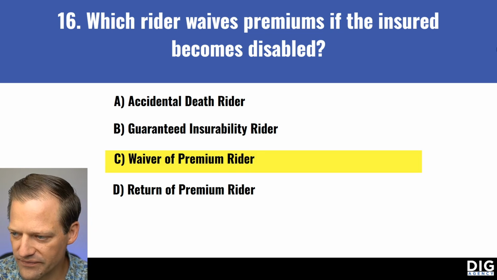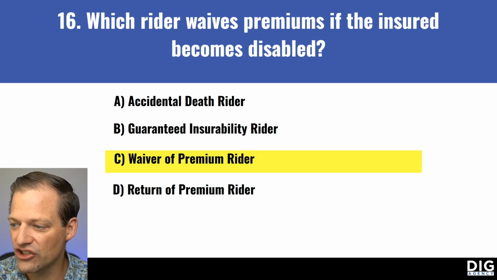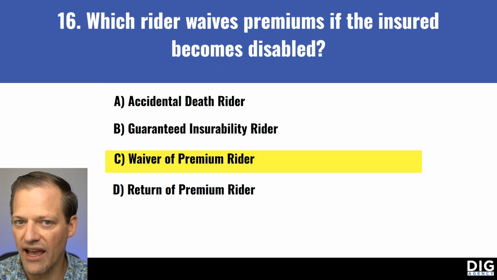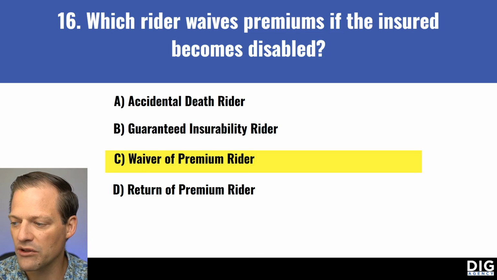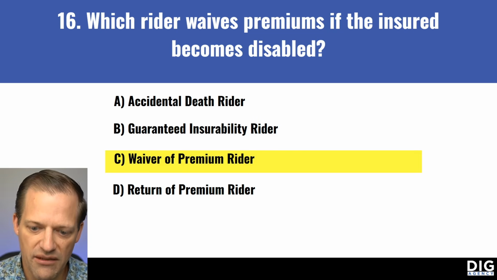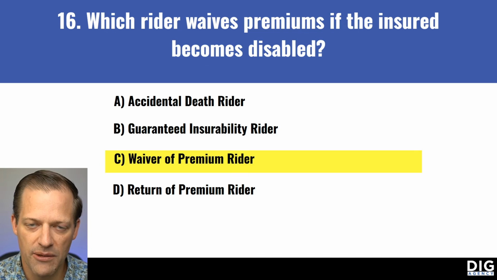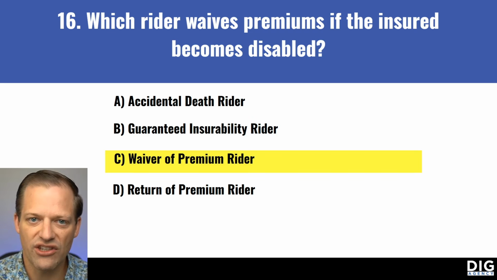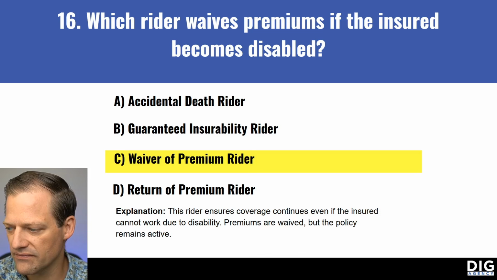Accidental death rider pays out an additional sum of money if the person dies from an accident. Guaranteed insurability rider typically means that the policyholder is guaranteed to have insurability. And then a return of premium rider basically means if certain conditions are met, typically a period of time has passed and a number of premiums have been paid, that a return of that premium will execute, and some portion or all of the money will be refunded back to the policyholder.